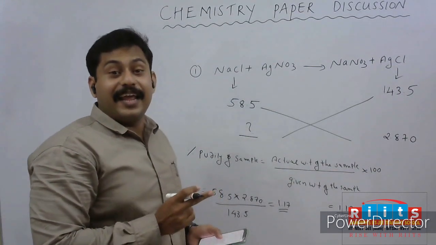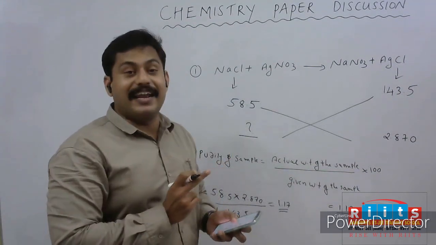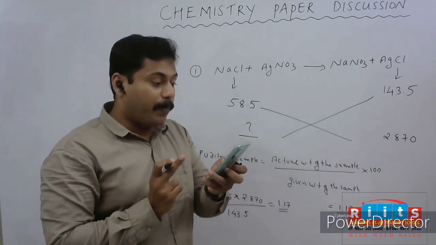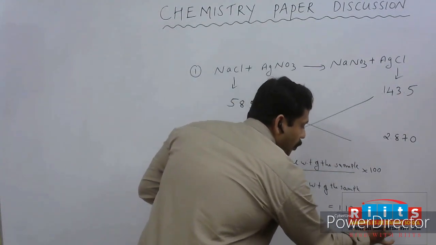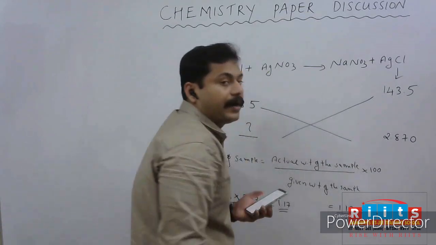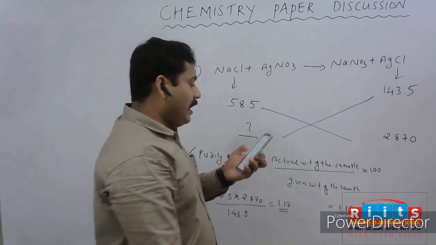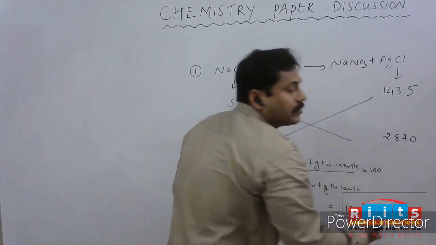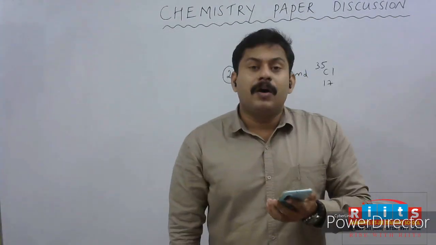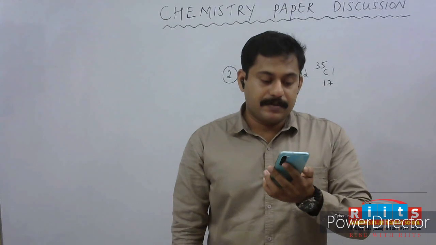But they are telling it is not fully NaCl. The given weight is 1.2 gram only, right? So the given weight of the sample will be 1.2, into 100. So I will get, which is the answer? 97.5 is the correct answer. Thank you.